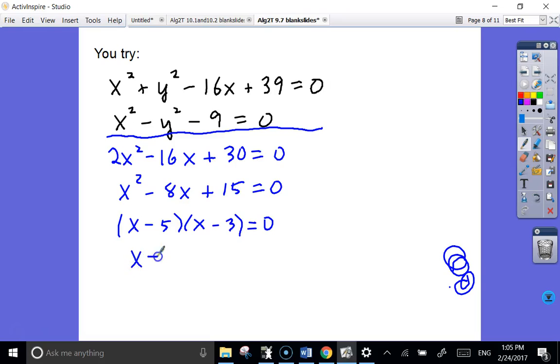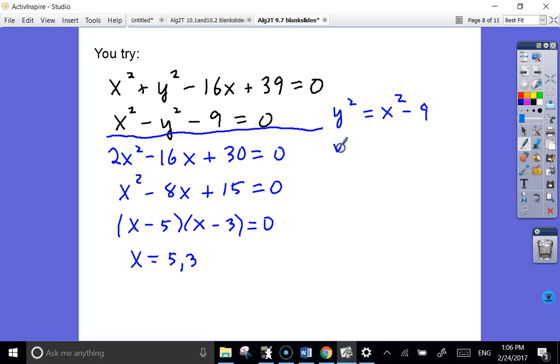So x equals 5 and 3. Now where do you go to find the y values? You're probably going to use the second equation, it's the easiest one. But I'm going to do something a little different than I did the first block, just to make it easier to solve. I'm going to solve it first for y squared. So let's make this y squared equals x squared minus 9.